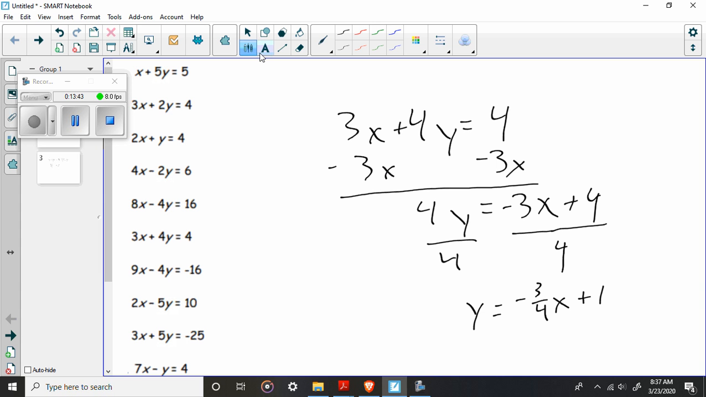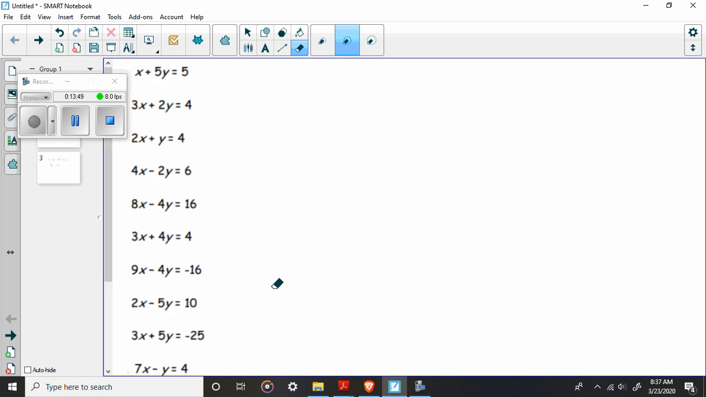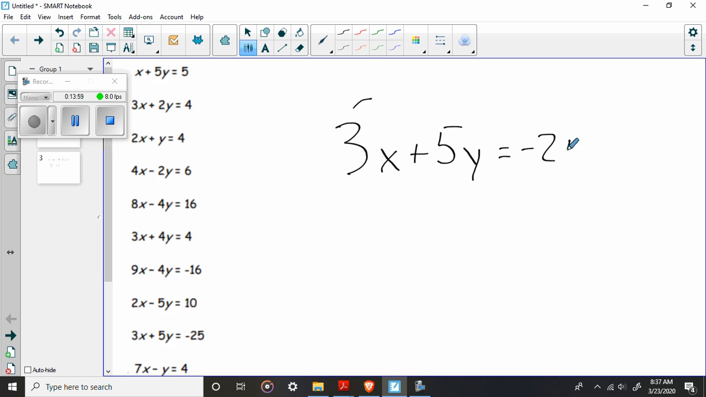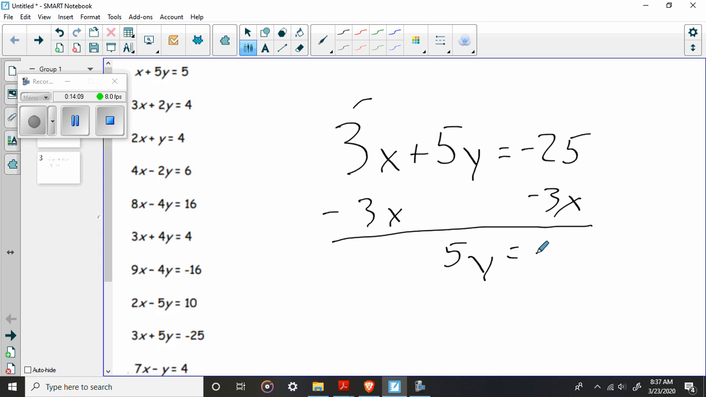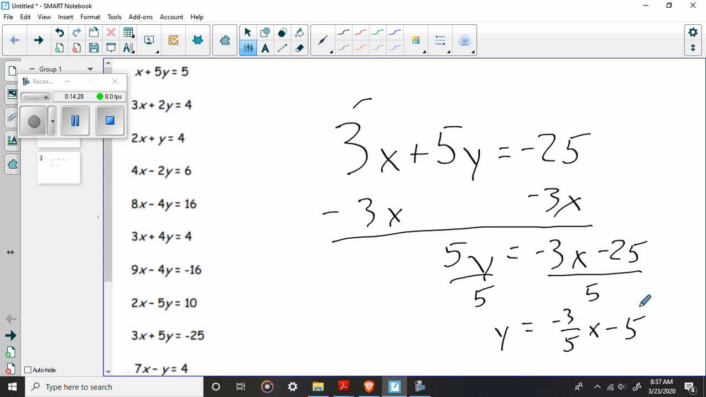Pick one of these guys from down on the bottom, and then I will go over a couple things that are on your sheet. Okay, so let's do this one right here. So we've got 3x plus 5y is equal to negative 25. Again, what are we going to do? Subtract 3x. Let's divide by 5. So again, negative 3 divided by 5 is negative 3 over 5. Negative 25 divided by 5 is going to be negative 5.